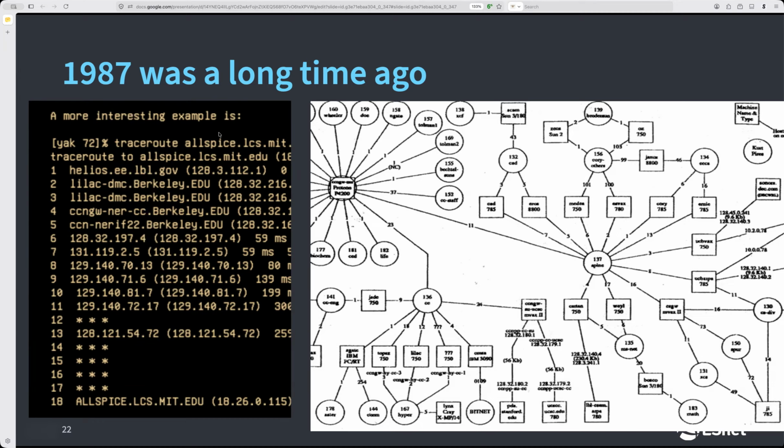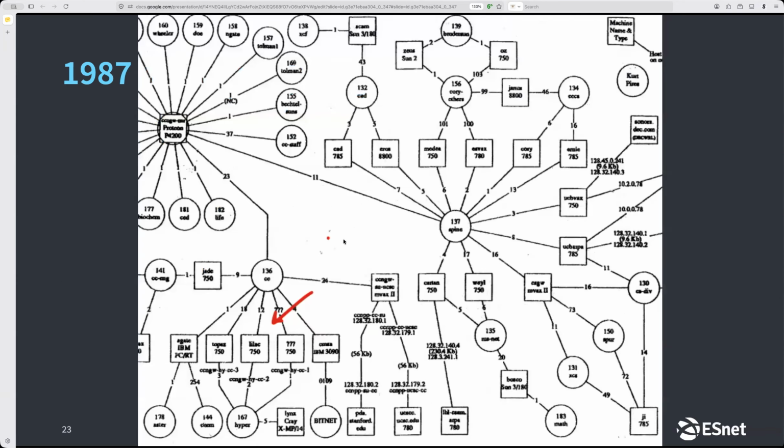So you're tracing to MIT from LBL and you're going through Berkeley. You're also going through some fuzzballs at Berkeley to get there. So, for example, Lilac is the first one you go through. That's an old name for a Berkeley fuzzball. There's Lilac, and it eventually hits this.